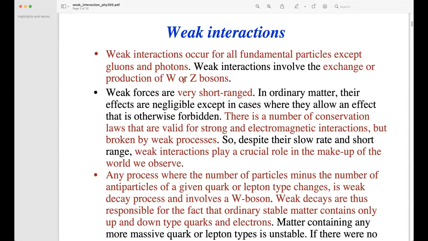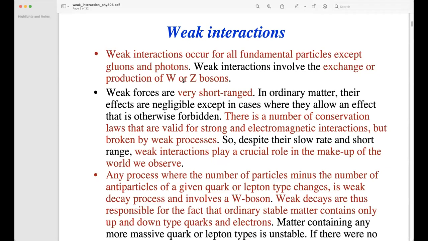Okay, so fine. After the completion of the last unit, now we are starting with the new unit. This unit is all about the weak interactions. You might have known about these weak interactions from your first unit, that the weak interactions are one of the four fundamental interactions. You know that there are four fundamental interactions: electromagnetic, strong, weak, and gravitational. Now, what are these weak interactions?